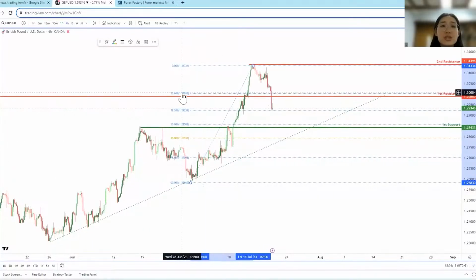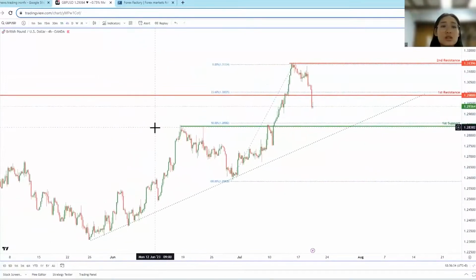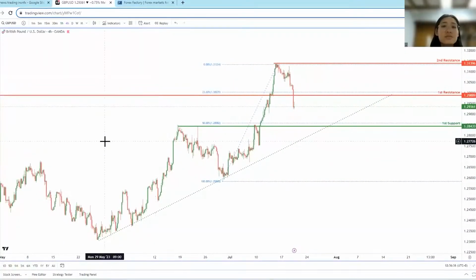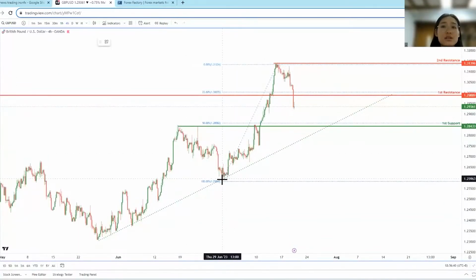Here we can see that the 23.6 and the 50% line up with the first resistance and first support. These don't really have to line up exactly, because Fibonacci confluence levels tend to be an area more than a level. So I'm just going to keep these two. And then I'm going to look for a Fibonacci projection now.